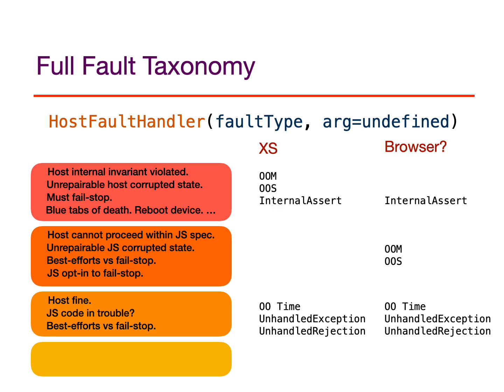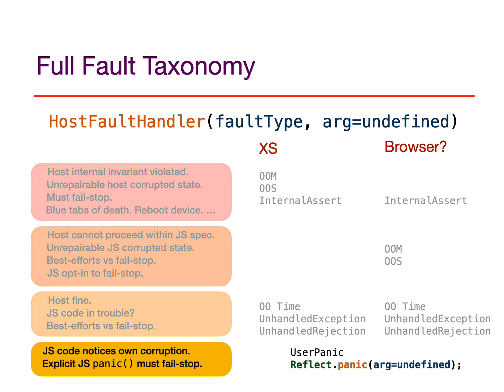So that brings us to the next lower integrity level, which is when the JavaScript code notices its own corruption through a failed JavaScript-level assert or an exit from a fragile block, calling reflect.panic, which in turn calls the host fault handler with the fault type user panic, and then whatever arg is provided here becomes the extra data provided there.